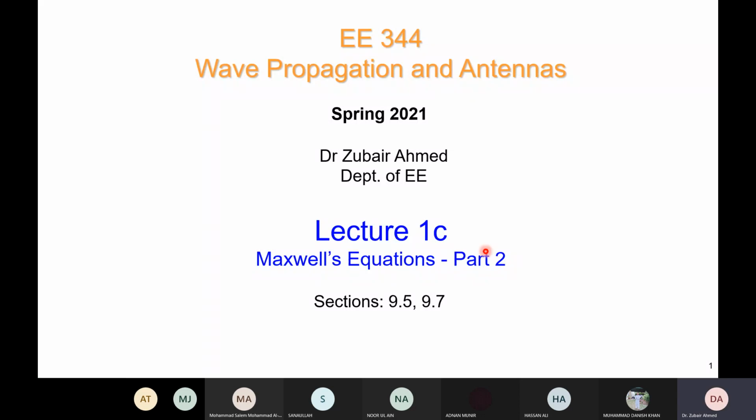So in the last lecture, we studied Maxwell equations in integral and differential form. The topic of today's lecture is Maxwell equations in phasor form. So this is a continuation of the previous lecture. The relevant sections in your book are section 9.5 and section 9.7.